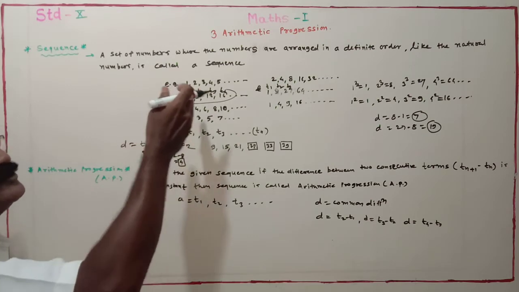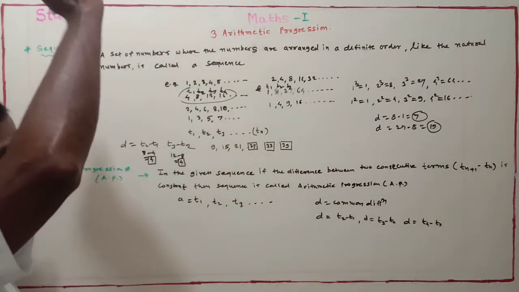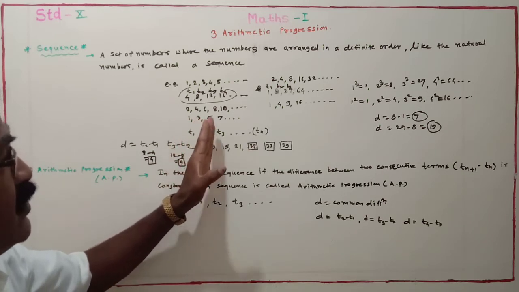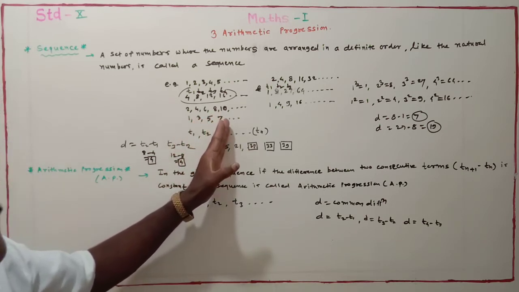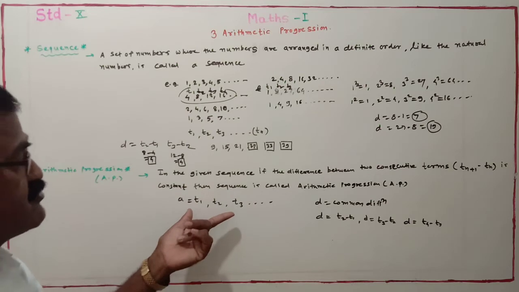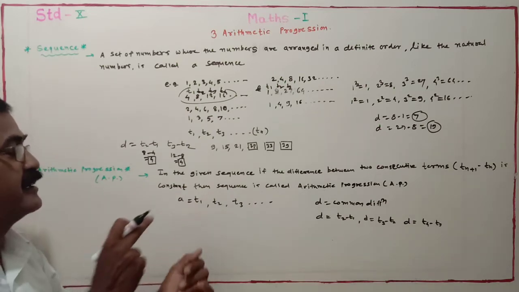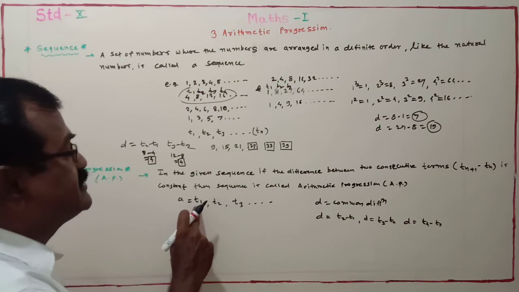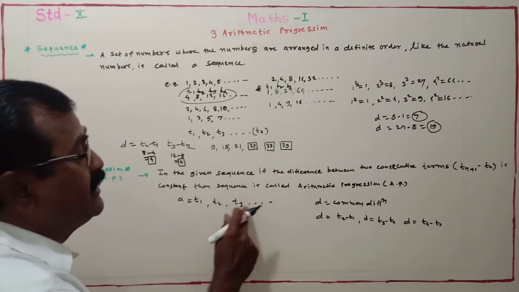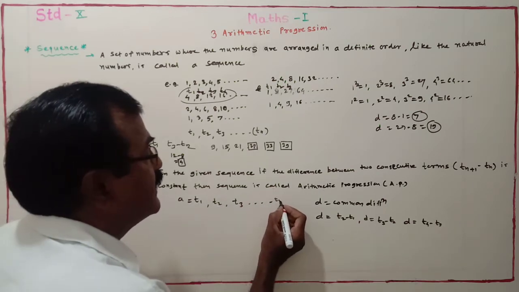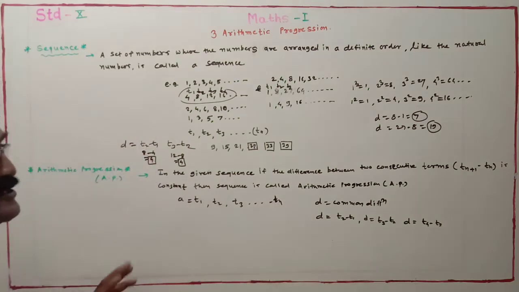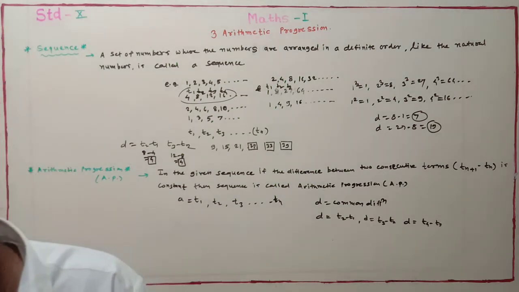The first, second, third and the last terms are called T1, T2, T3 and Tn. Similar names are given here too, only the first term is called A1, and so on: T1, T2, T3 and last is Tn. If n is the last term, then this term is called Tn.